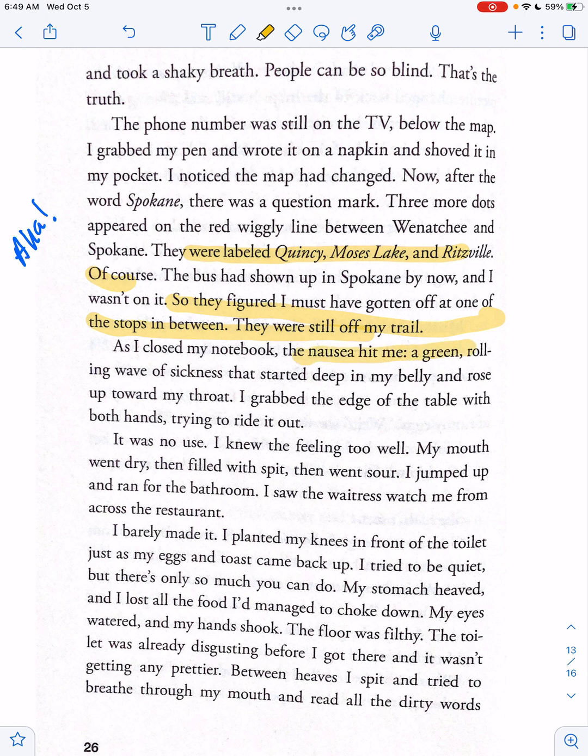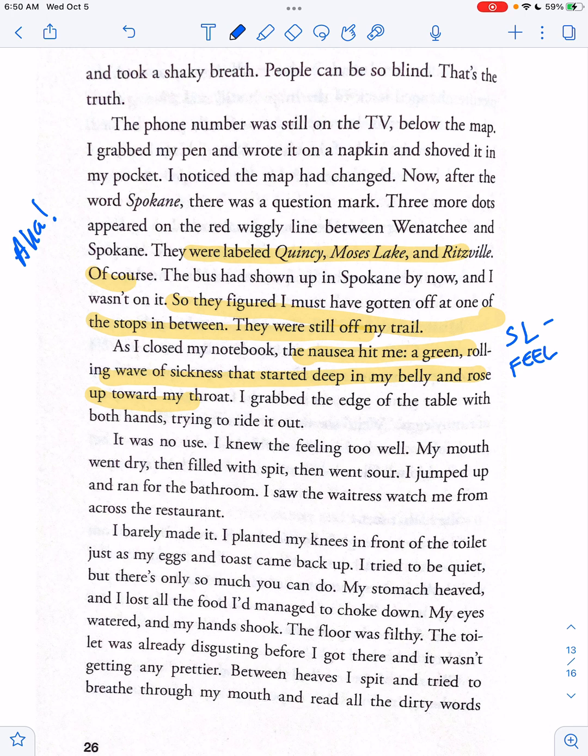So this description of his nausea is also sensory language. So we have sight, sound, taste, touch, smell. It's not necessarily touch, but it's like how you feel.